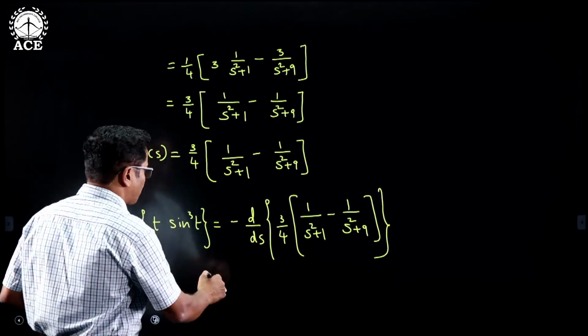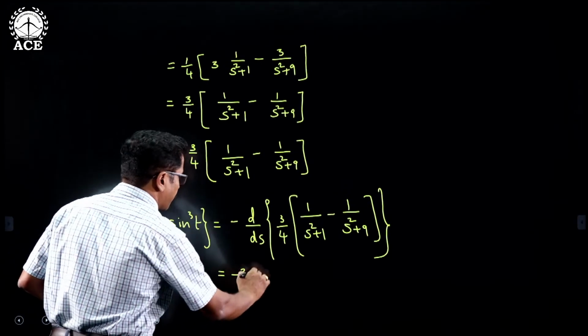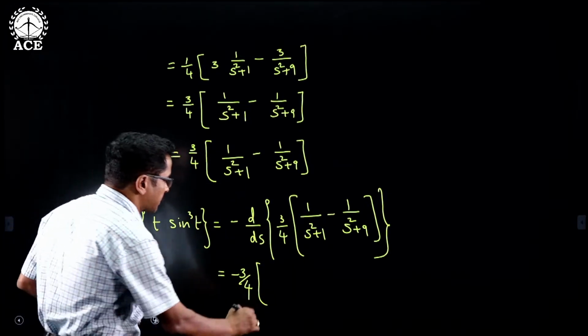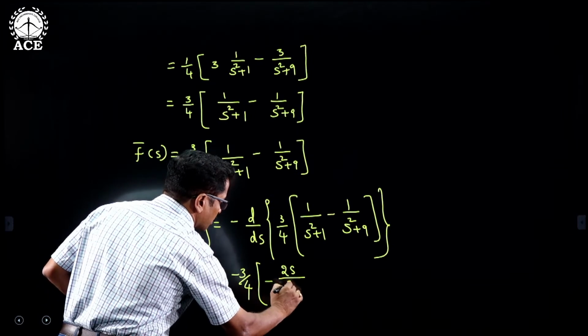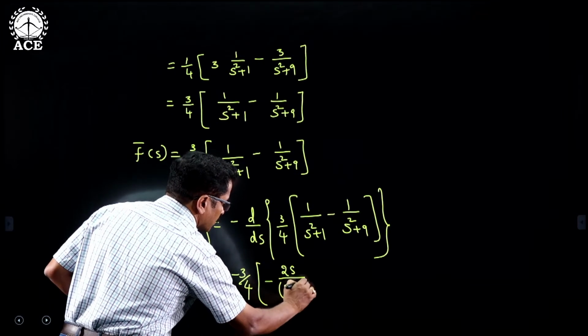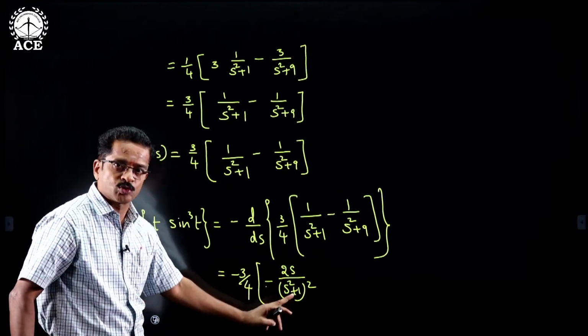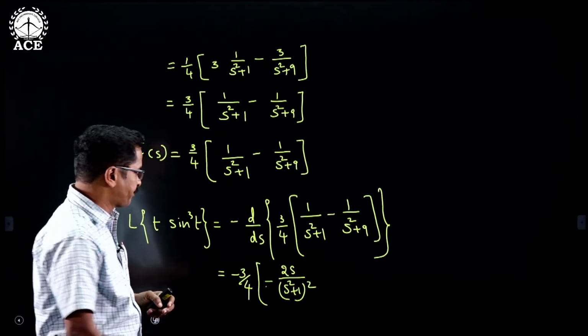Okay, you bring out 3 by 4 outside, that becomes minus 3 by 4. Then d by ds of s square plus 1 is minus 2s by s square plus 1 whole square. Okay, 1 by s square plus 1 differentiation is minus 1 by s square plus 1 whole square, and s square plus 1 differentiation is 2s.